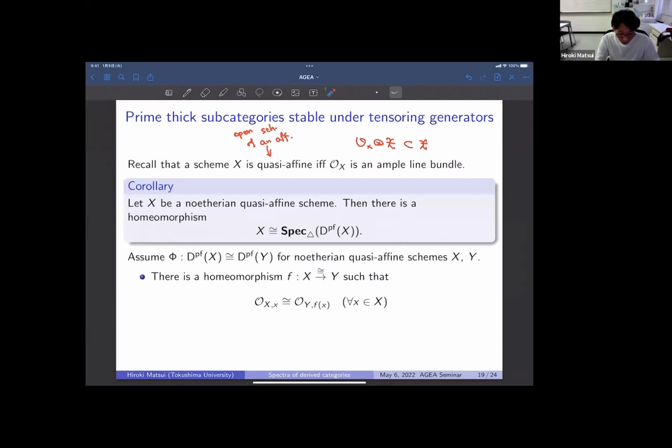Let X be a Noetherian quasi-affine scheme. Then X is homeomorphic to the triangular spectrum of D^perf(X). So in this case, we can reconstruct X from the triangulated category D^perf(X). And also, if we consider a derived equivalence for Noetherian quasi-affine schemes X and Y, we have a homeomorphism f from X to Y such that this homeomorphism induces an isomorphism of local rings, the local ring at x and the local ring at f(x). So X and Y are locally isomorphic.